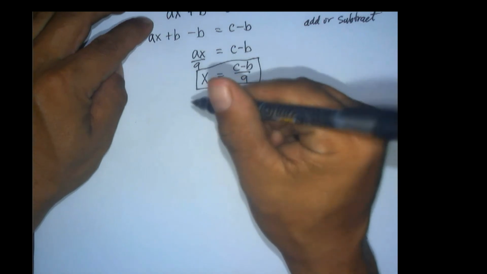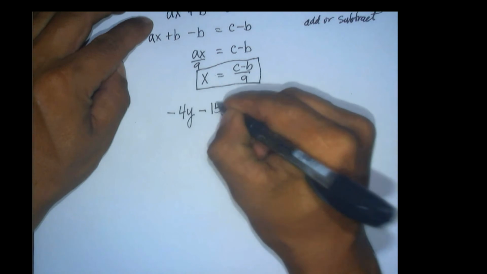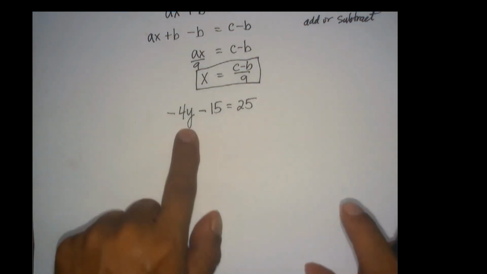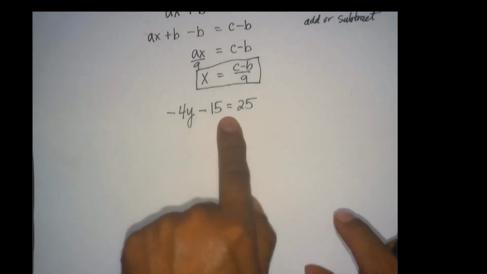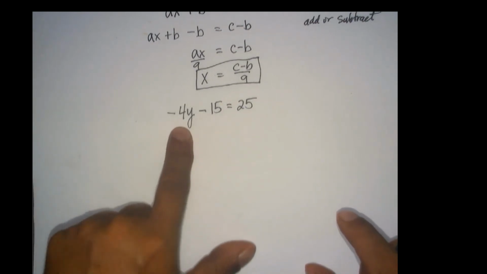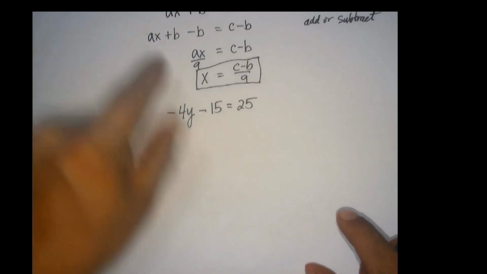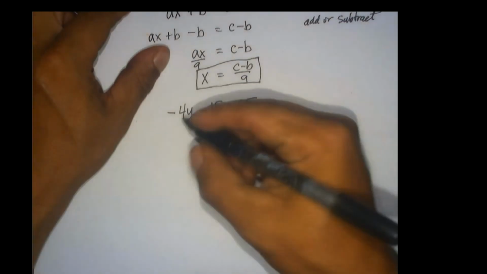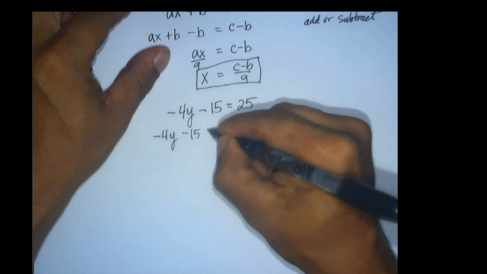I do it, you do it. Negative 4y minus 15 is equal to 25. All right. So the first thing I want to do is isolate this term. Everything's simplified. I can't simplify either side. So to isolate negative 4y, I'm going to add 15 to both sides. That would give me negative 4y plus 0, right? Okay. So we'll have negative 4y minus 15 plus 15.